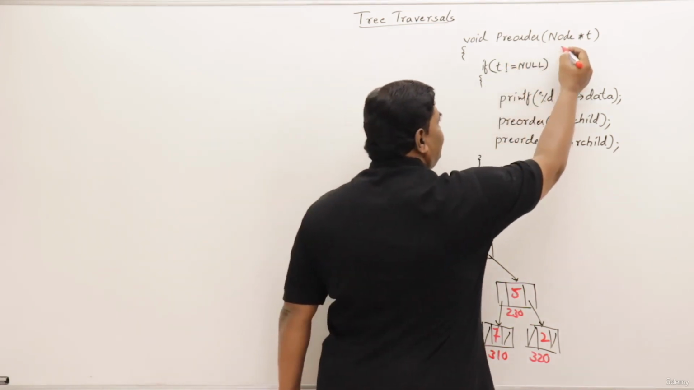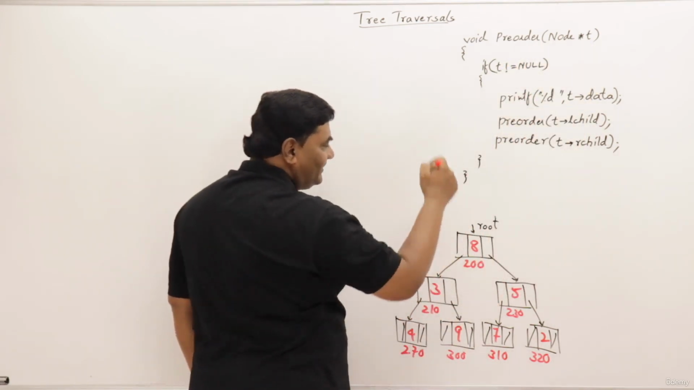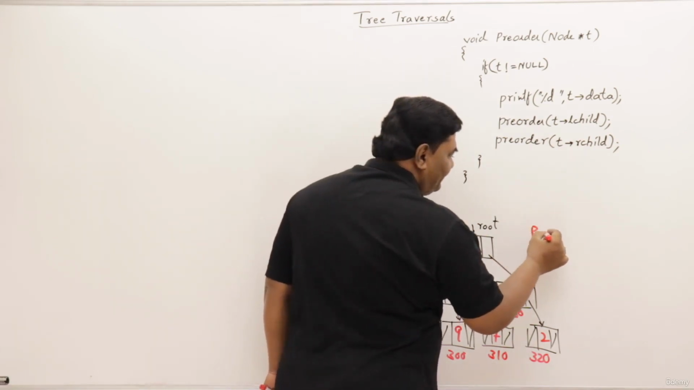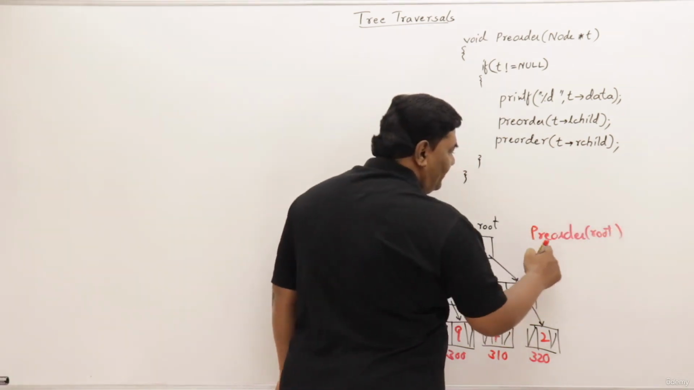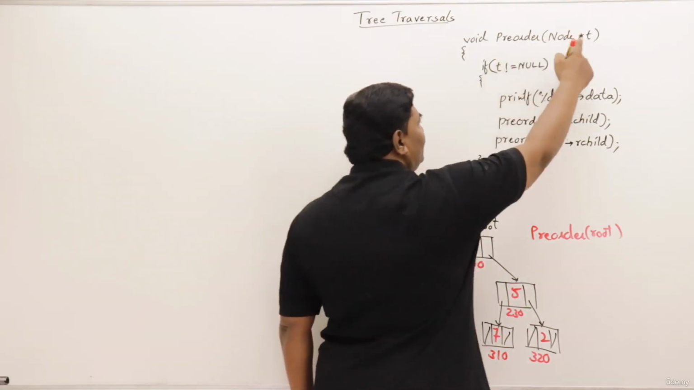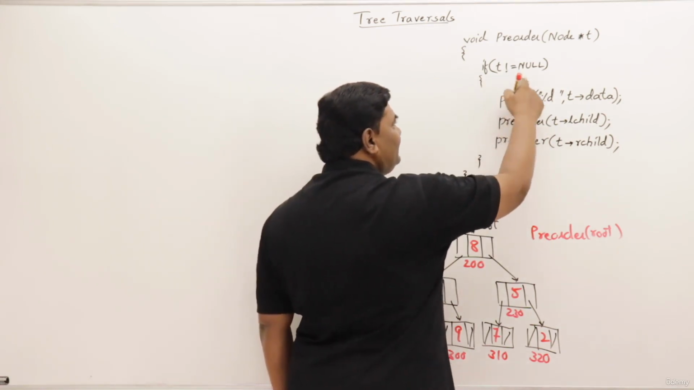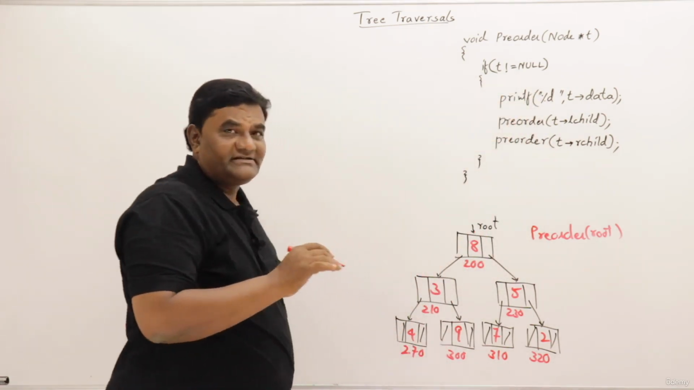See, function is taking a parameter that is root of a tree. So we will pass root to that one. Suppose if you are calling, then we call it as pre-order root. So we will pass the address of the root node, that is 200, to this one. So here the parameter name is t. Then inside the function it will check if t is not null, means there is some node.